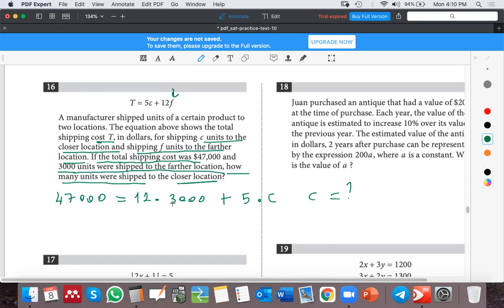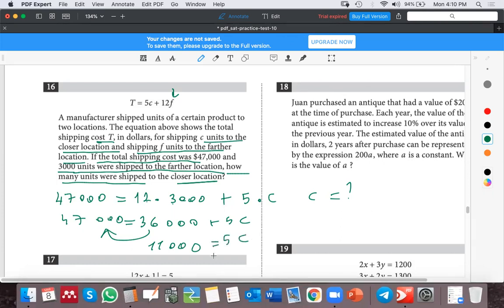How can we find it? So 3 times 12 is 36,000, plus 5C. So 47,000. Take this number to the other side, it will be 11,000, I think, right? It will be 11,000. 11,000 is 5C. So C is equal to 11,000 divided by 5, which will be, 2 times 5 is 10, 10, 5, 2, is this 0, 0, yeah, 2,200. So the answer is 2200, that's it.